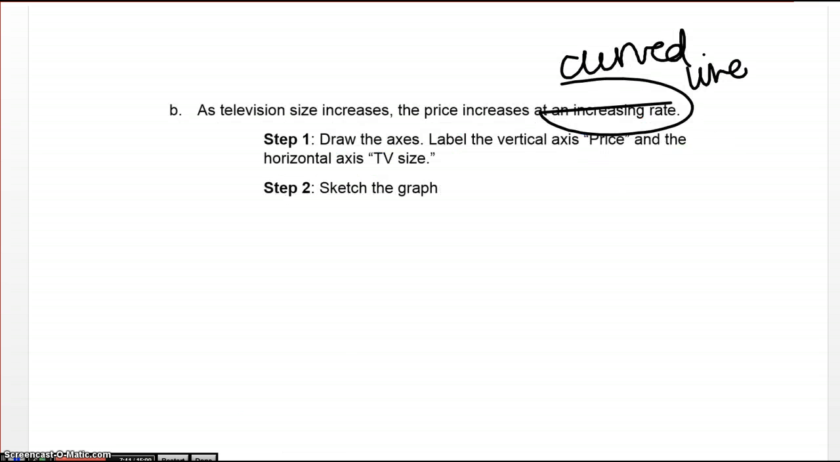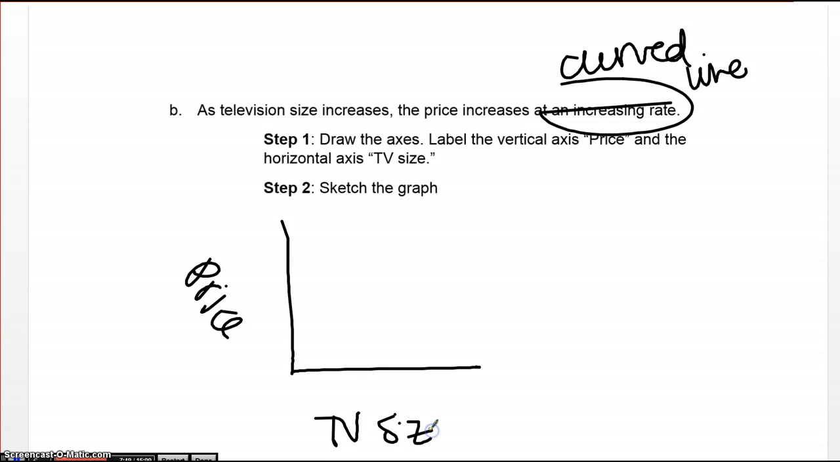Okay, and once again, I have to sketch my graph. So the vertical axis is going to be price, and my horizontal axis is going to be TV size. It says as television size increases, so as this gets bigger, the price goes up at an increasing rate. So if I have a small TV, the price is going to be low. If I have a big TV, the price is going to be high. And I know this is an increasing rate, so it's going to be a curved graph. It doesn't have to be perfect, okay? But it would be something like that. So if the TV size is really small, the price is going to be small. Medium-sized TV, medium-sized price. Large-sized TV is going to be a larger price.